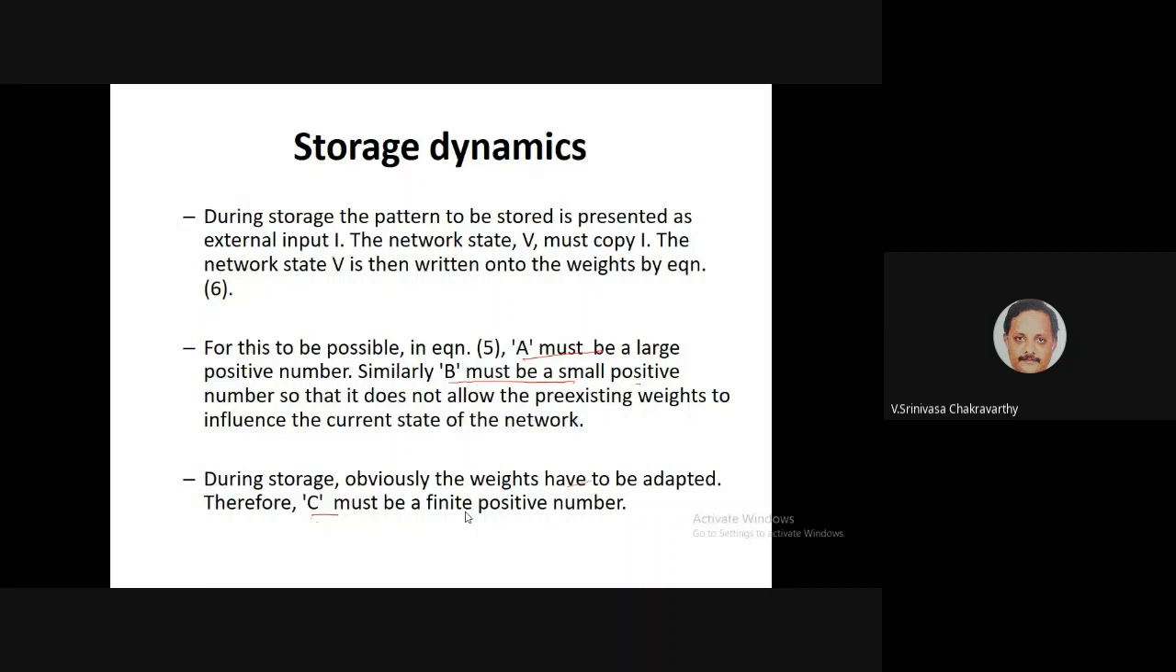Like we concluded last time, during storage the input pattern must be more prominent, so A must be high. The lateral connections must not be prominent because lateral connections are initially random. So the inputs coming from other neurons through the lateral connections must not be overemphasized, so B must be small. Then during storage, you have to learn the connections based on the external input, so C must be high.